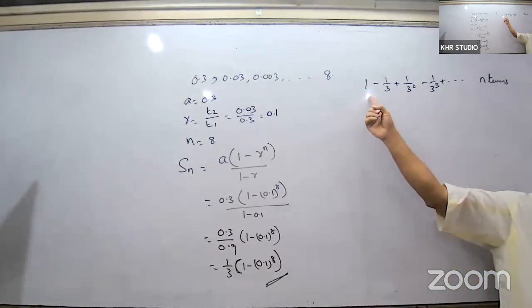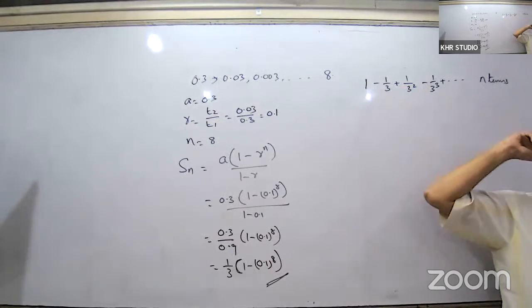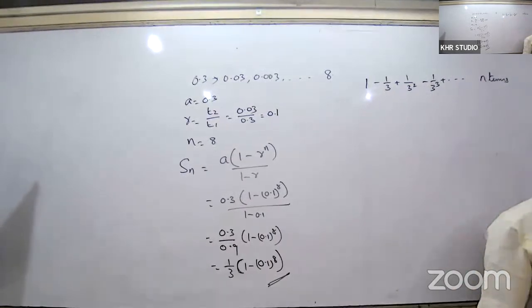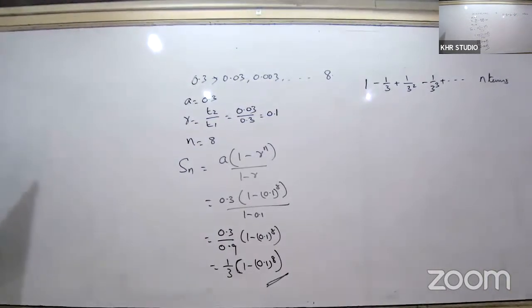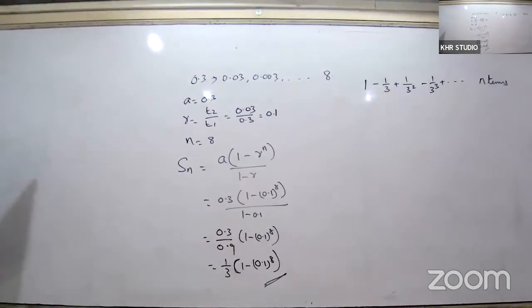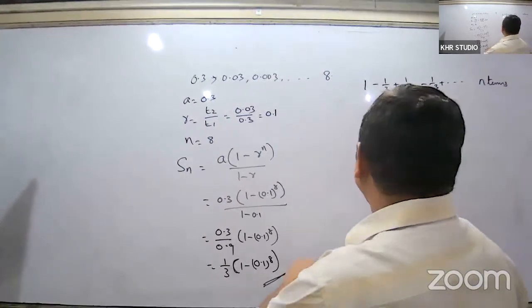The first term is this one. What is the first term? 1. Second term, minus 1 by 7. Third term, plus 1 by 3 square. Fourth term, minus 1 by 3. Have we followed? Okay, this is the series. A is equal to 1.